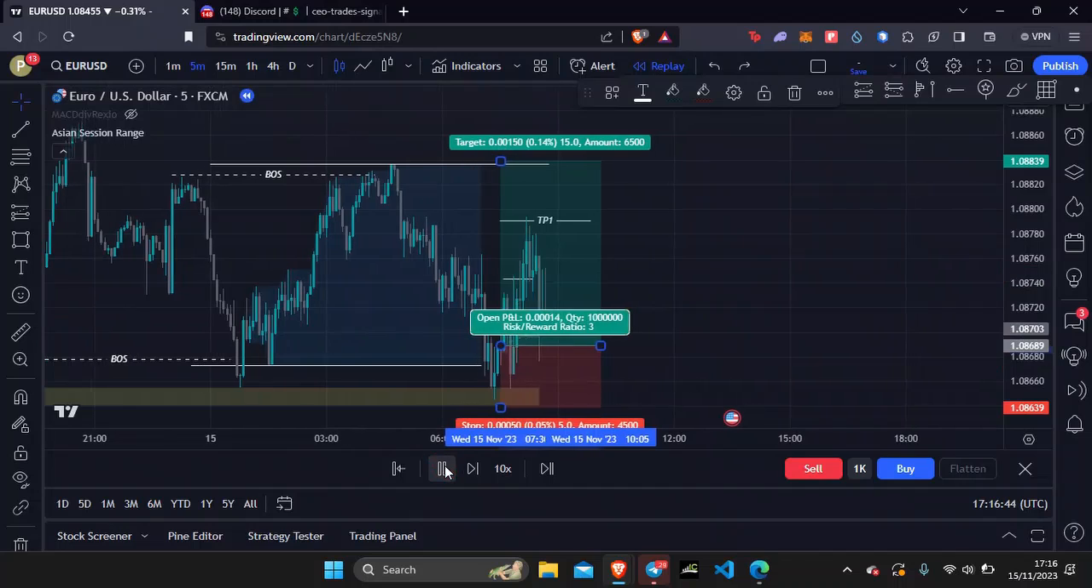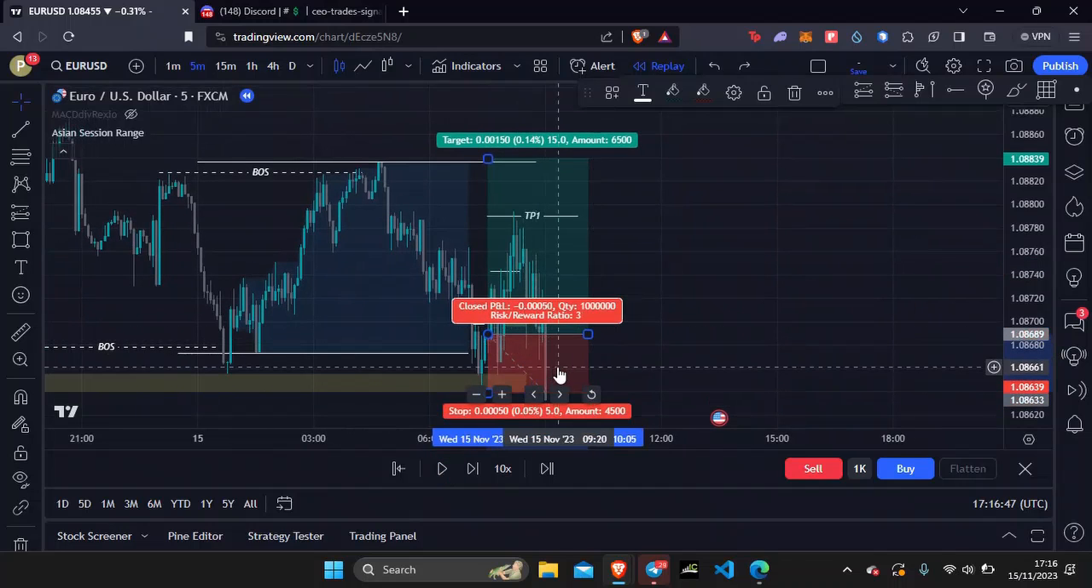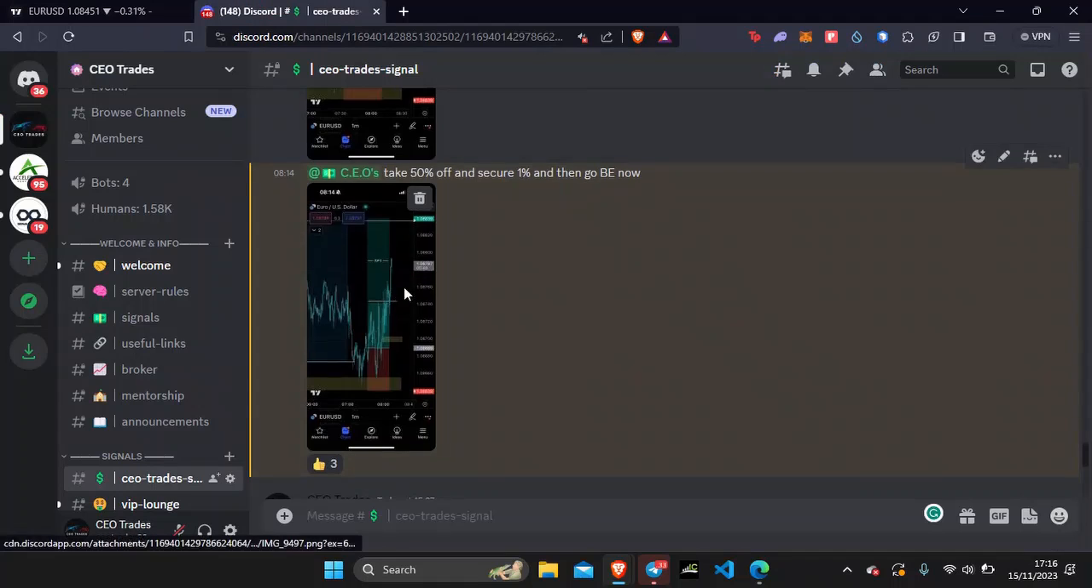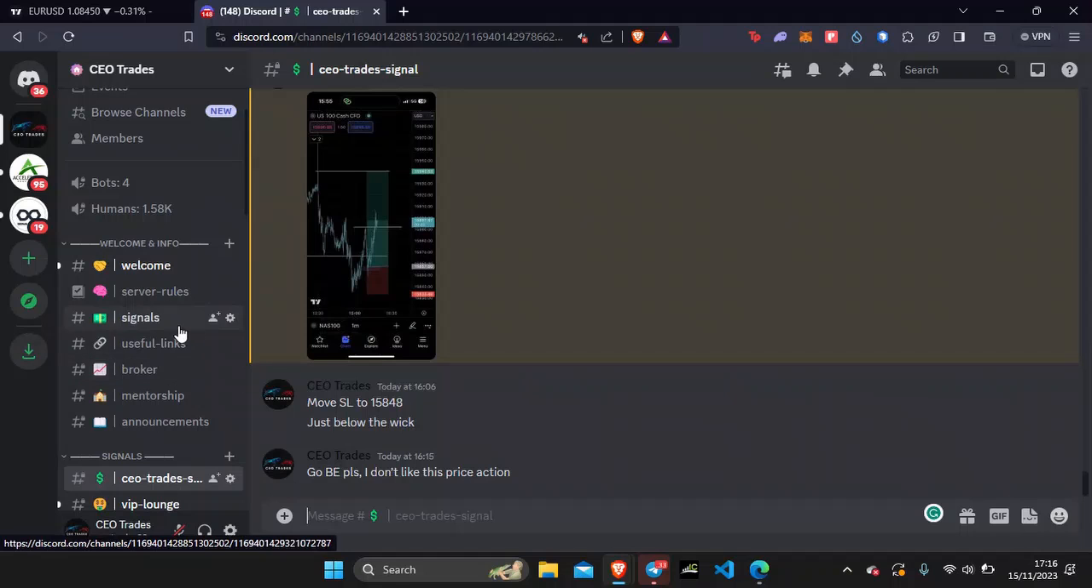And as you can see, after that, price did reverse, take us out of break even. And if we hadn't gone break even, it would have been a stop loss. So it's good that we managed the trade this way and actually ended up coming out with some profits instead of taking a stop loss.